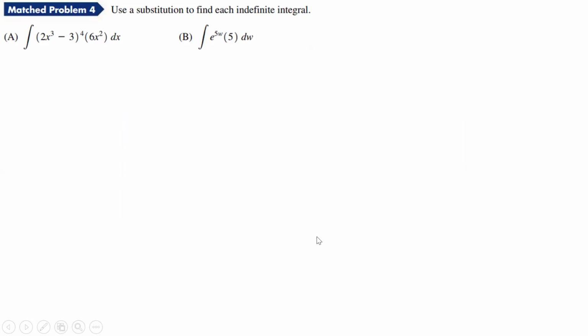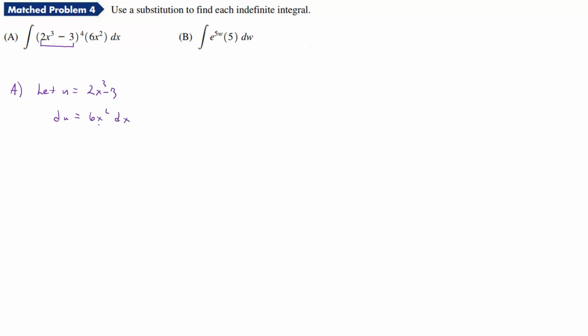All right, so here we're going to use substitution to find each indefinite integral. The first one says, take the indefinite integral of 2x cubed minus 3, the quantity to the fourth power, times 6x squared dx. And the second one, we're using e. So the first one, let's think about this. Well, if we let u equal that part, how we're going to write this is we're going to say a, let u equal 2x cubed minus 3. And then we just find what du is. Well, that's going to be 6x squared dx.